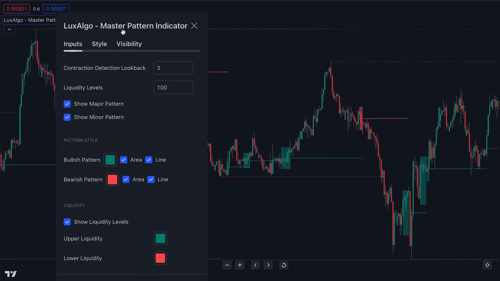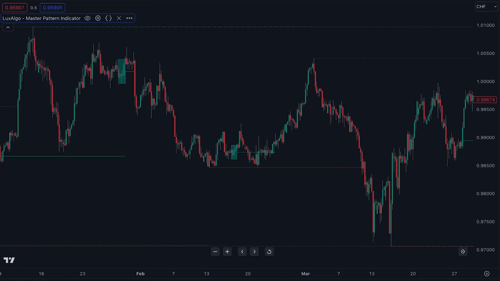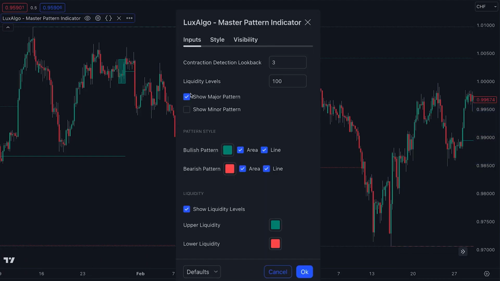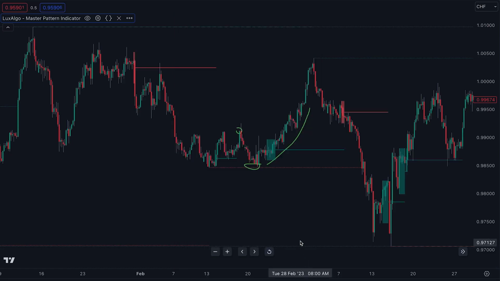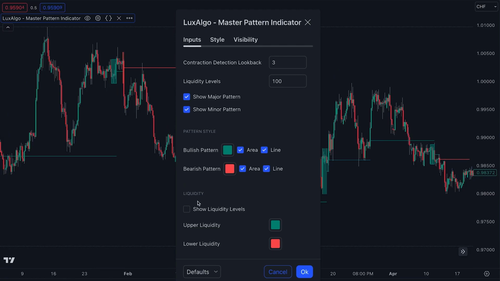Moving on, we now have options to enable or disable major and minor patterns. A major pattern is characterized when price expansion breaks both the upper and lower levels of the contraction zone, while a minor pattern has only had a breakout on one side. Given the objective of this pattern, having a breakout on both sides is favored, as it decreases the possibility that the large players in the market will reverse the price after you've entered your trade to get other traders on the other side of the contraction zone. And below that, there are some options for styling and to disable the liquidity zones, and there you have it.